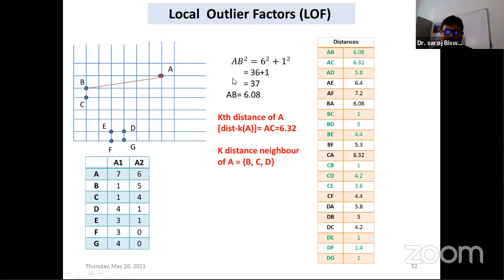In that way, we have calculated all the pairwise distances of all the neighbors of A, because here the value of K is 3. That's why we have taken 3 neighbors, because 3 neighbors are coming under the circle, and we have calculated all the pairwise distances of these 3 nearest neighbors here.